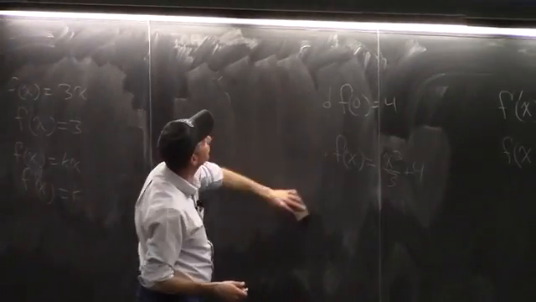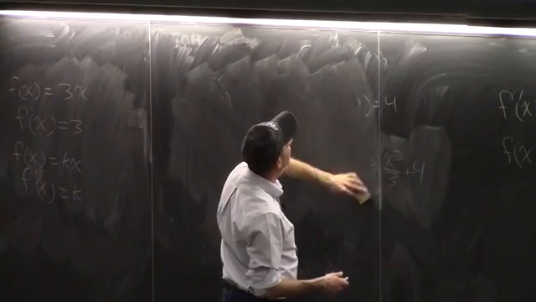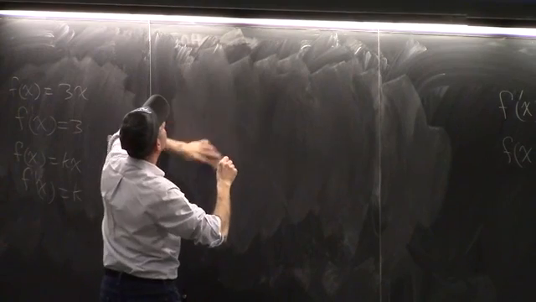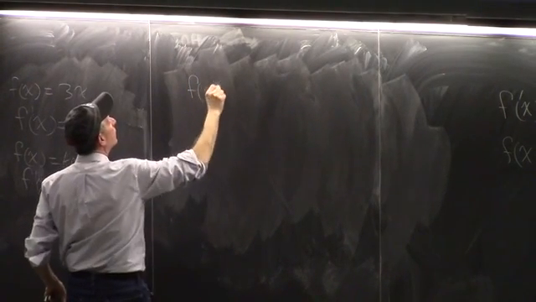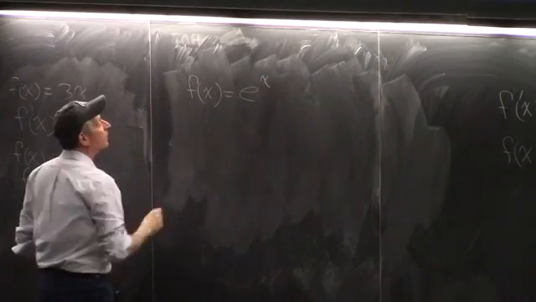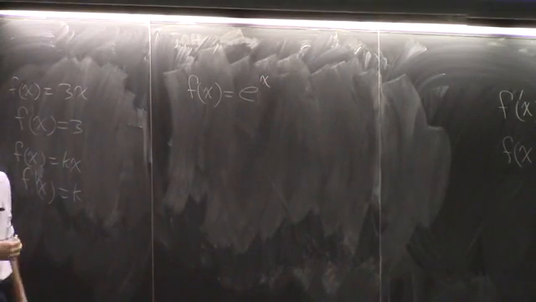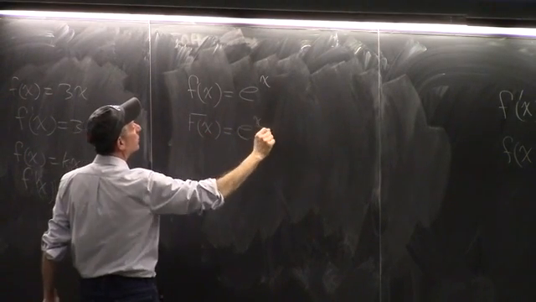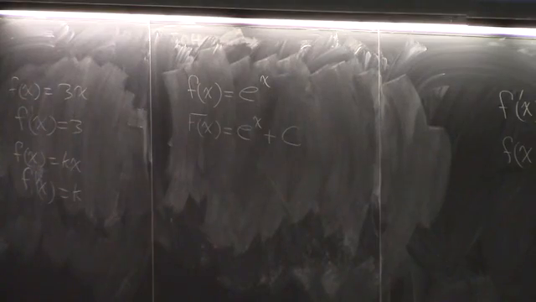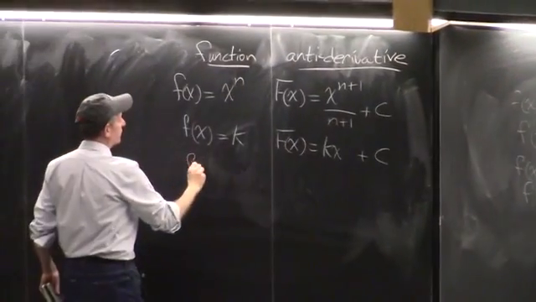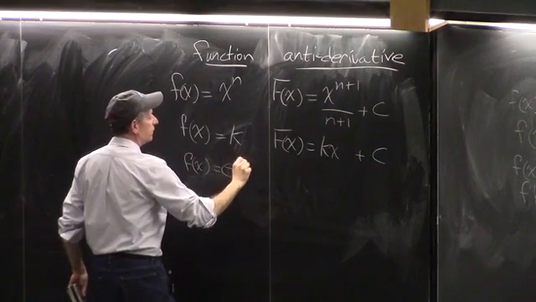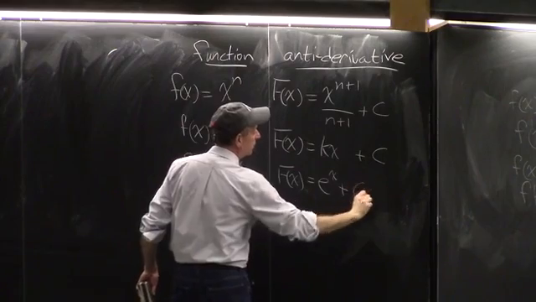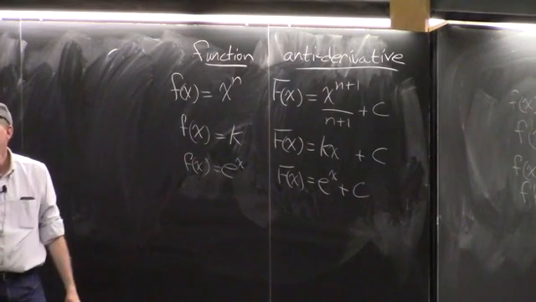All right, now let's do some other fun ones. f of x equals e to the x. What's the antiderivative? Almost. Plus c. The TAs will take off if they don't see the plus c. Okay?